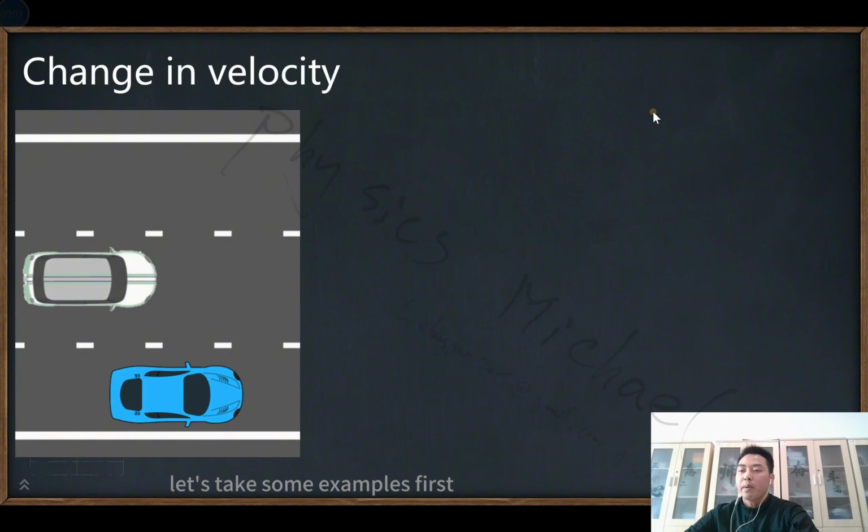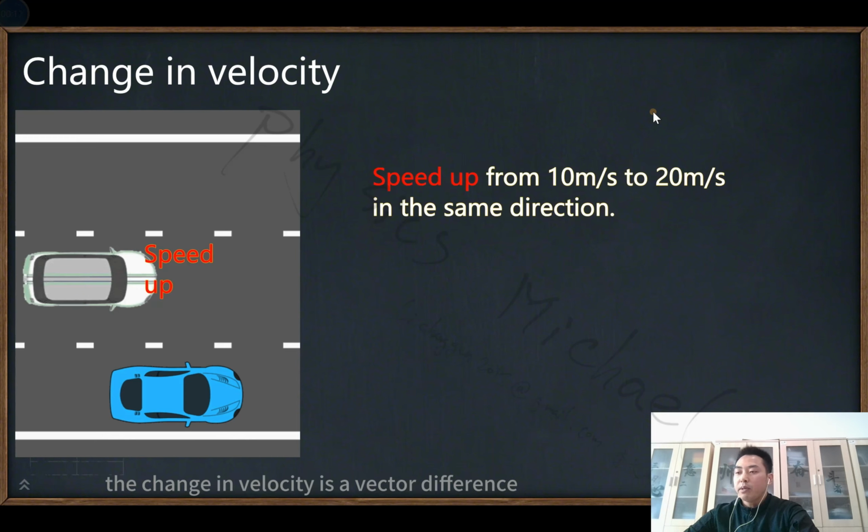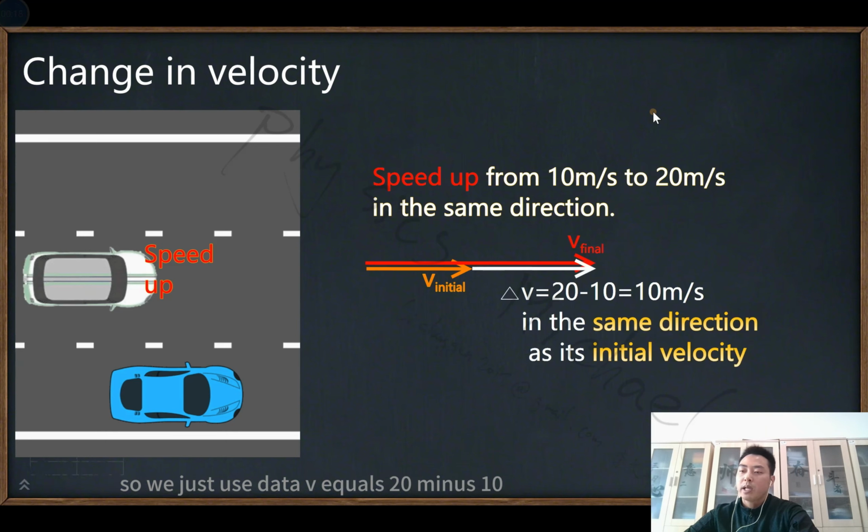Let's take some examples. First, a white car on the road is trying to overtake the other car. So it speeds up from 10 meters per second to 20 meters per second. The change in velocity is the vector difference between final velocity and initial velocity. So we just use delta v equals 20 minus 10. And the change in velocity is 10 meters per second in the same direction as its initial velocity.